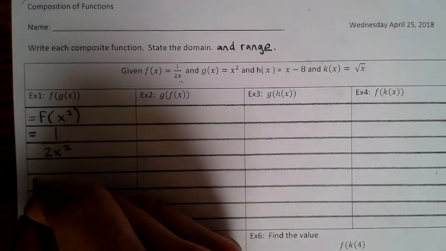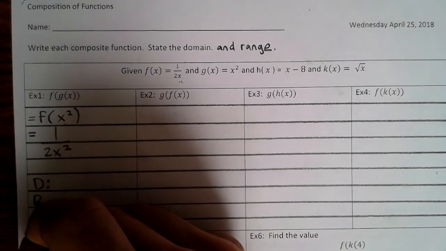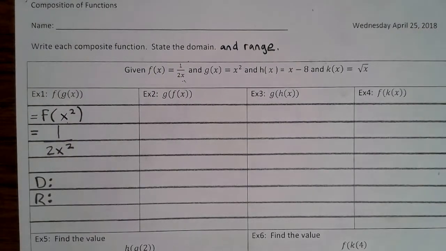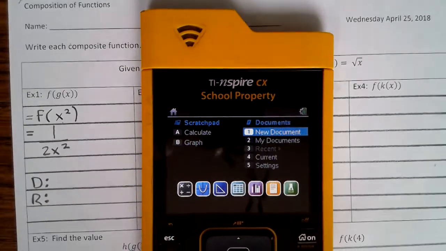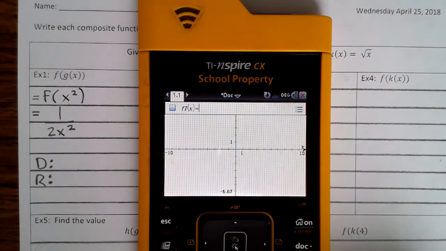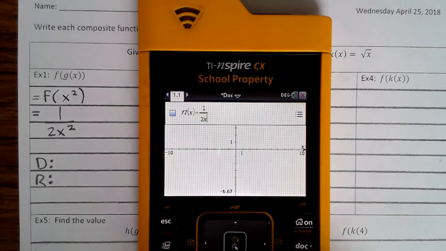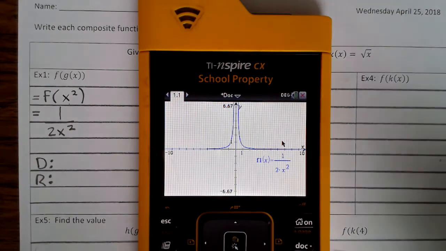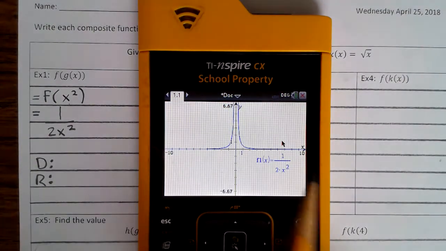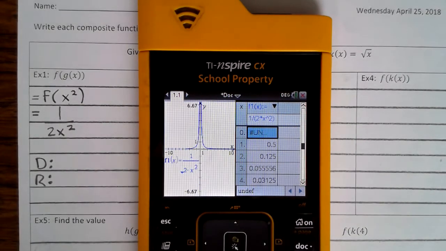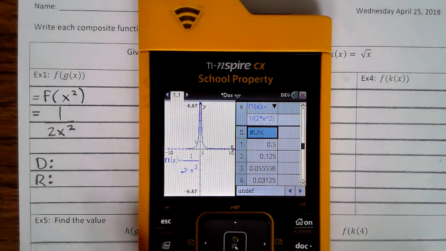So now when you look at the domain and range. Now this doesn't look like one of the functions we've looked at before, so let's graph it to see what the domain and range looks like. So we're going to go to on, new document, add graph, control divide, 1 divided by 2x squared. All right, so it looks like it has a very unique domain and range, and something's happening here at 0. So let's go to control T, look at 0. Looks like 0 is undefined, okay? And let's look at it and explain why.